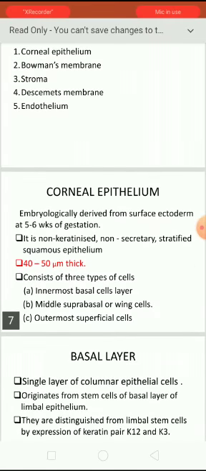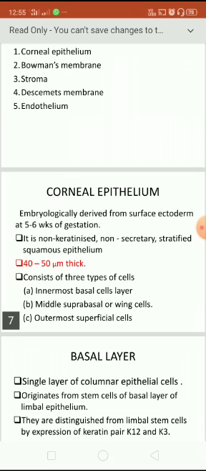First we'll see the corneal epithelium. Corneal epithelium is embryologically derived from surface ectoderm at around 5 to 6 weeks of gestation. It is a non-keratinized, non-secretory, stratified squamous epithelium. It measures around 40 to 50 micrometers in thickness and consists of 3 types of cells.